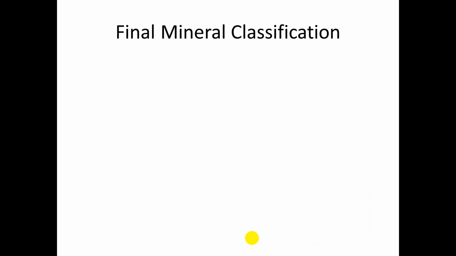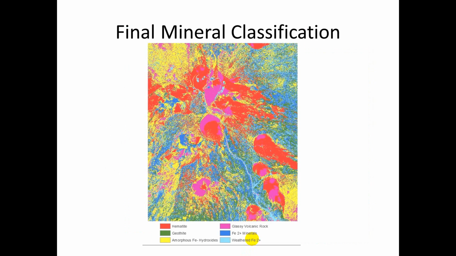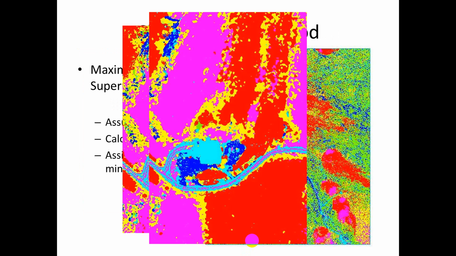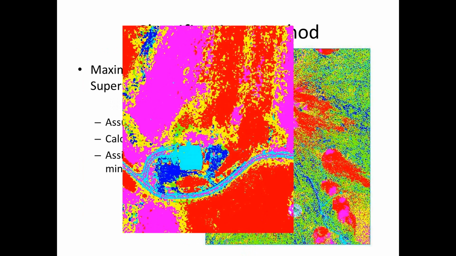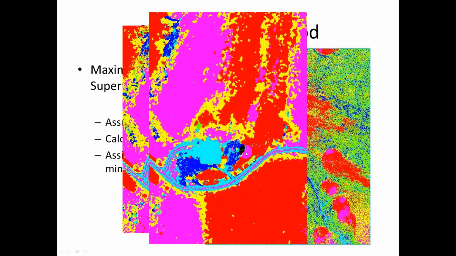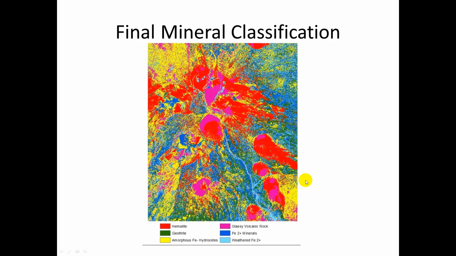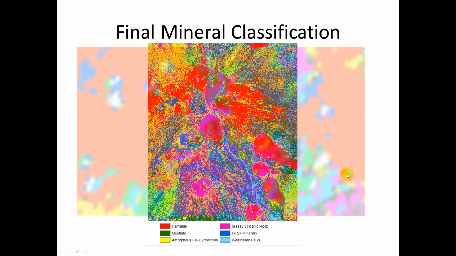I'll go back and forth here, hang on a second, back and forth quick. So here we go, back and forth. We see these couple spurious pixels, and now those spurious pixels are gone. So we have a cleaned image. Great. So here's my final mineral classification with 6 different surface minerals present across the summit.